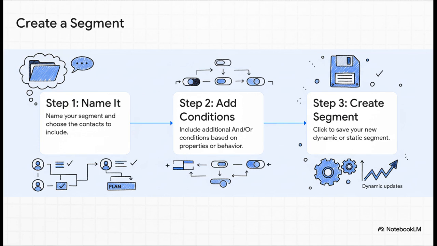First, you give your segment a name that makes sense. Second, you add your conditions. This could be based on user properties, like their plan type, or their behavior, like which features they've used. And finally, and this part is key, you save it as a dynamic segment. That means it's always up to date automatically.